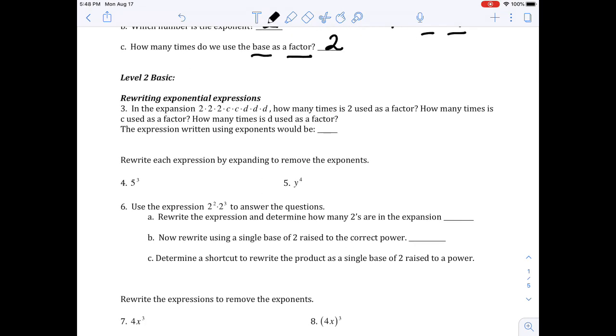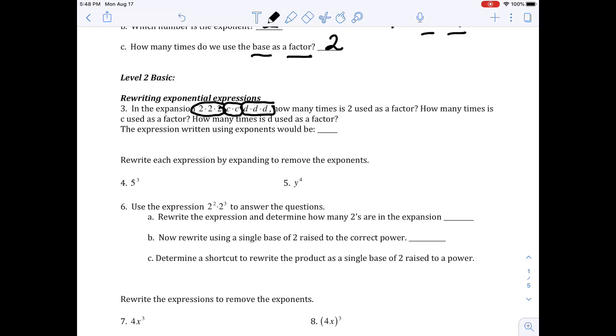Level 2, Basic, Rewriting Exponential Expressions. In the expansion, 2 times 2 times 2 times c times d times d times d, how many times is 2 used as a factor? So we see the 2 is written 3 times. And so we would say that 2 is used as a factor 3 times. C is used as a factor 2 times, and D is used as a factor 3 times.